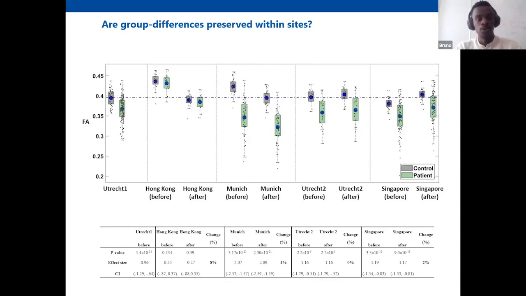Basically what I want to show you here is that before harmonization, you can see that the gray boxes are not aligned, and this is because of the systematic differences across sites. And after harmonization, you can see that controls all fall on the same line. But it's important to notice that the patients are also scaled by the same amount within each site. And this means that effect sizes between patients and controls within sites are preserved. So we had very minimal change in effect sizes.